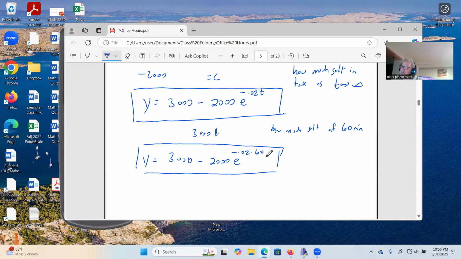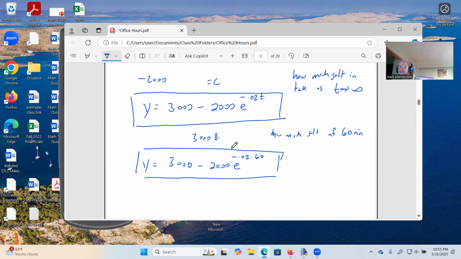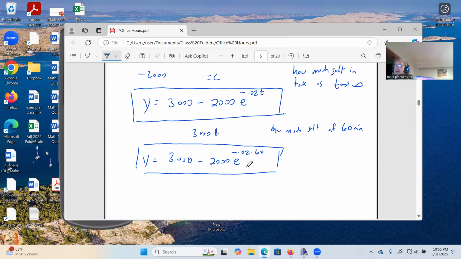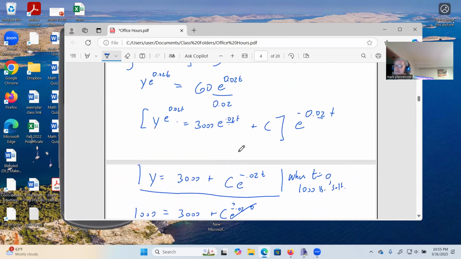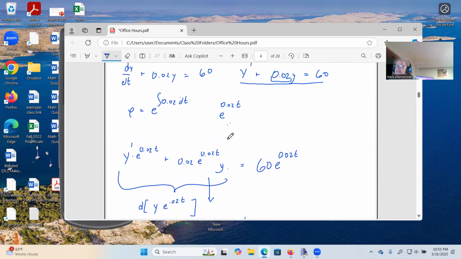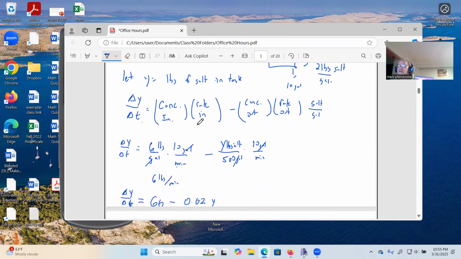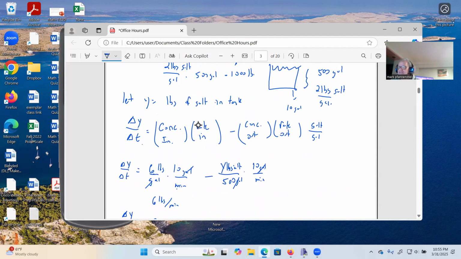I'll do a couple more of these things, but this is a very, very classic problem. And the way you set this thing up, what I want you to remember, going all the way back up to this piece up here, is change in y over change in t. So change in salt is equal to concentration in times rate in minus concentration out times rate out. Remember, the concentration out is going to be your y over the amount of liquid in the tank. And then we'll go ahead and multiply it by the rate in and the rate out.